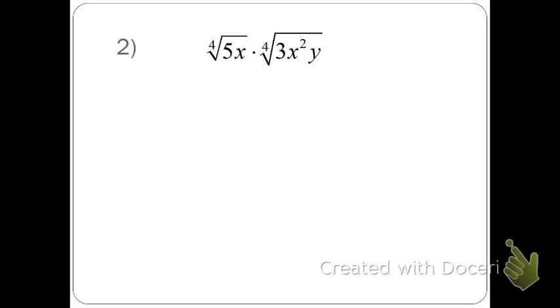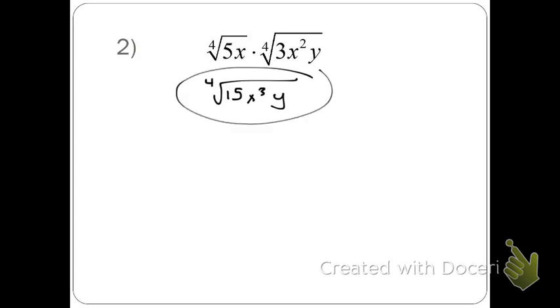Fourth root of what? 15 x cubed y. And I don't think anything simplifies and we're good to go. Don't forget to write the proper index. Don't forget it. Because if you forget the fourth root, now it's the square root, and now we don't have it right. Okay?